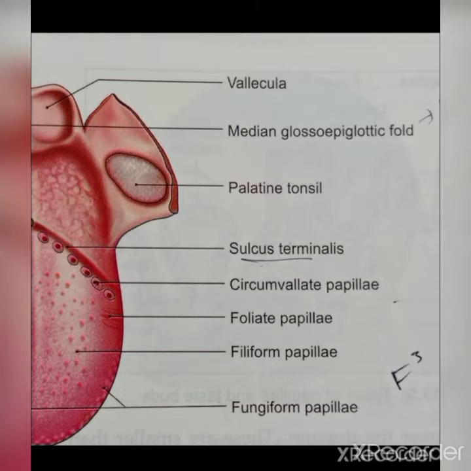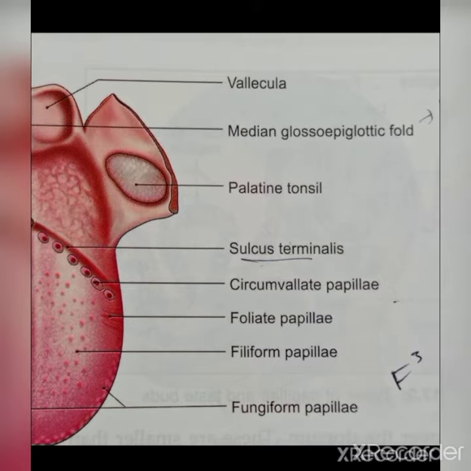Friends, in this tutorial we're going to talk about the tongue: some introduction to the tongue, some external features of the tongue, muscles of the tongue, intrinsic and extrinsic muscles of the tongue, arterial supply of the tongue, venous drainage of the tongue, lymphatic drainage of the tongue, nerve supply of the tongue, and at last some clinical anatomy. So friends, stay connected.